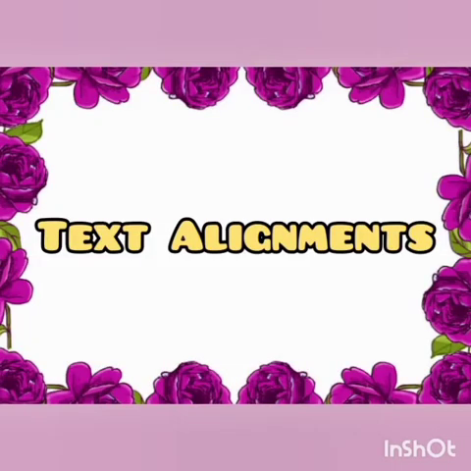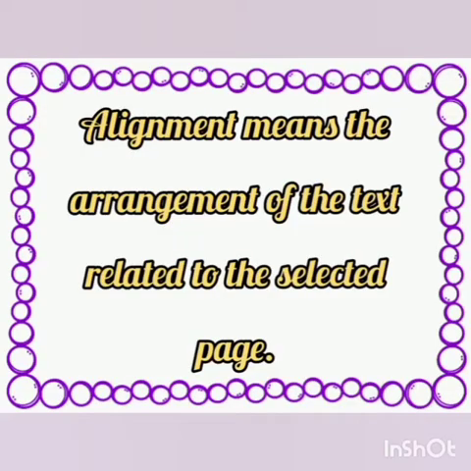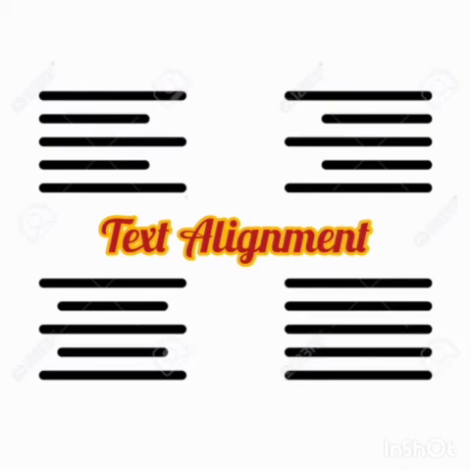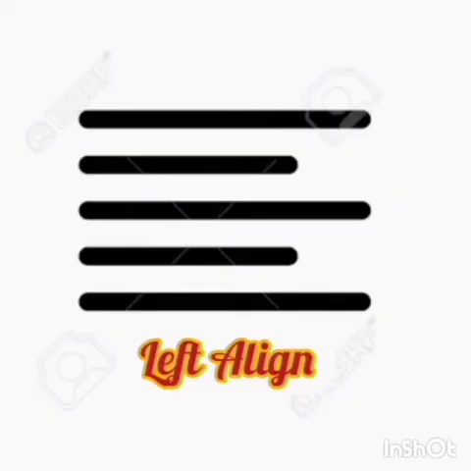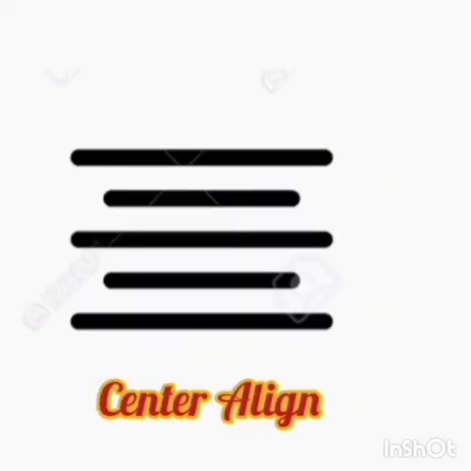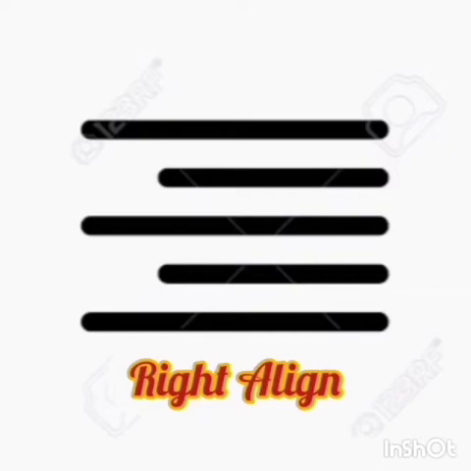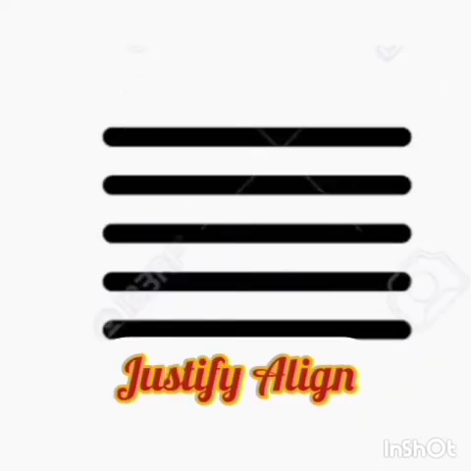Next topic is text alignments. Alignment means the arrangement of the text related to the selected page. There are four types of alignment options. They are left align, center align, right align, and justify align.